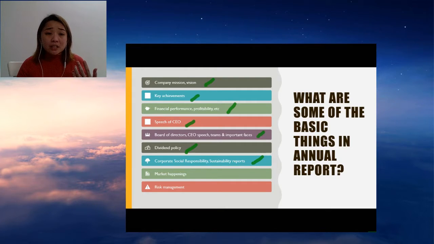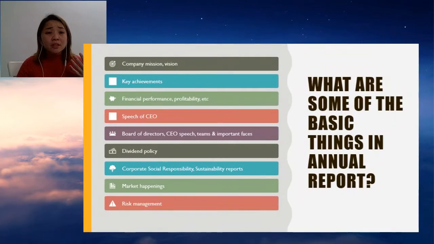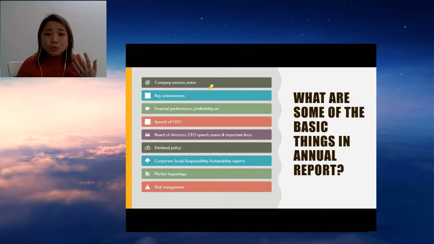And of course, market happenings. Market happenings basically refers to what is happening within the market at this point. Basically, how is the market doing? What is your competitors' progress as well? Are your competitors doing well compared to you? Okay, there is market happenings.